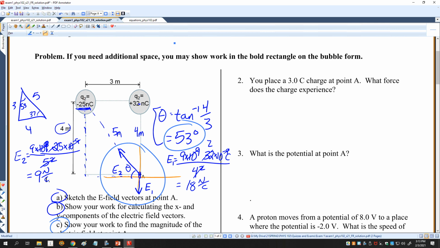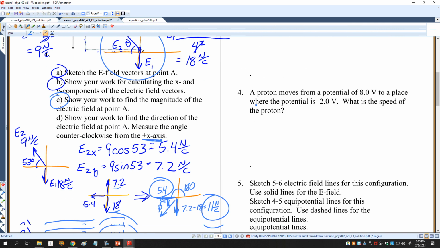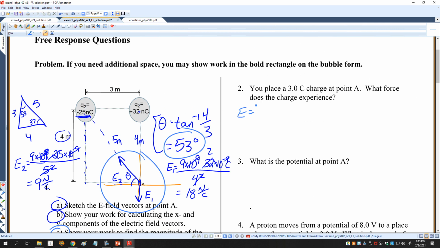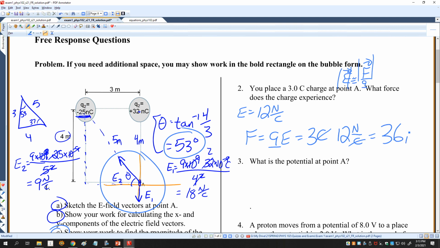Okay. You place a 3 coulomb charge at point A. What force does the charge experience? Okay, well now I know my electric field. I know that my electric field is 12 newtons per coulomb. So if I want to know my force, that's pretty straightforward. It's just F equals QE. Remember, this comes about from our definition of electric field, which is a force per unit charge. Here, I'm just looking for the magnitude, so I'll just take the magnitudes of both of those. So this is going to be 3 coulombs times the electric field, which is 12 newtons per coulomb. Notice my units cancel there and give me 36 newtons.